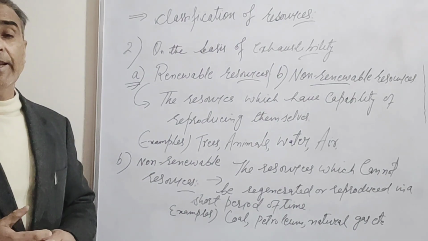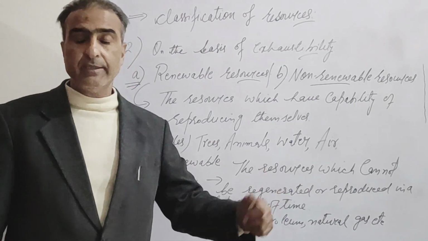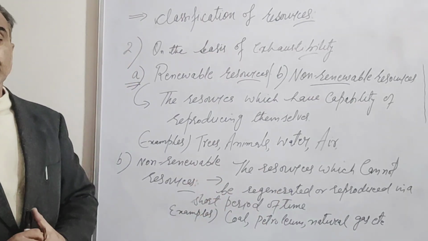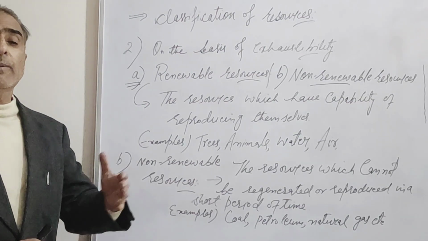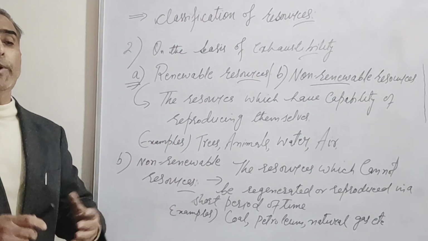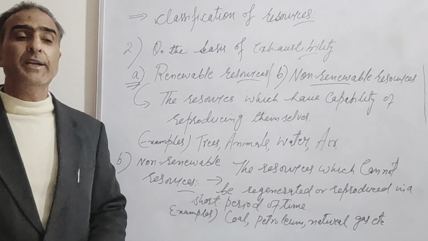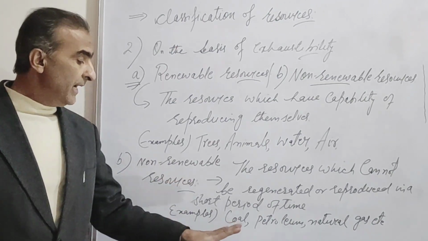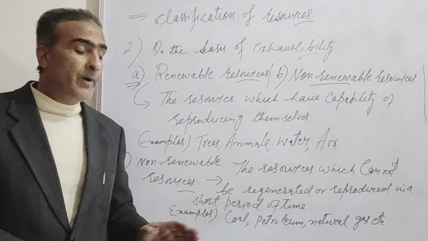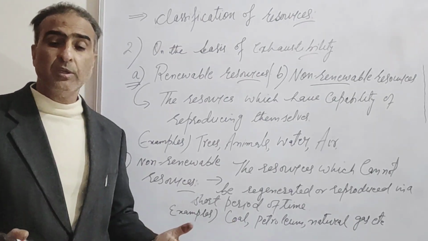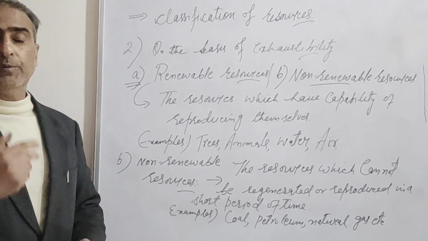You might have read in the science about coal, petroleum, natural gas. Now these resources are called as fossil fuels. They have been formed some millions of years back due to various geological processes. And you might have read that in the science. Now you know that coal takes millions of years to get formed. So once the coal gets finished, exhausted, it cannot be regenerated in a short period of time.